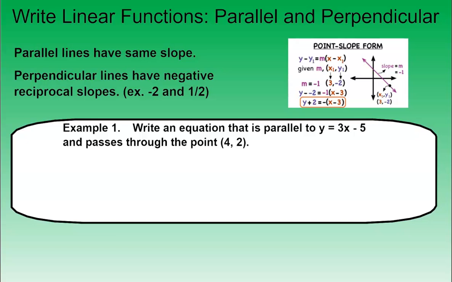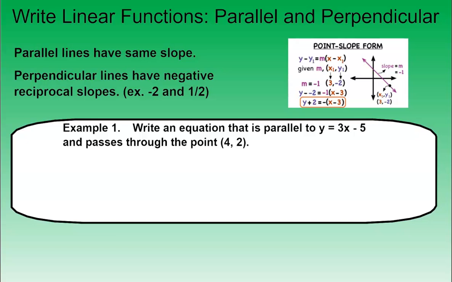Well, parallel lines have the same slope because they will never ever cross. Perpendicular lines, on the other hand, have negative reciprocal slopes, which means they will cross at a 90-degree angle. Negative reciprocal slopes, an example of that would be -2 and +1/2. 2 is the reciprocal of 1/2, and one's positive and one's negative.